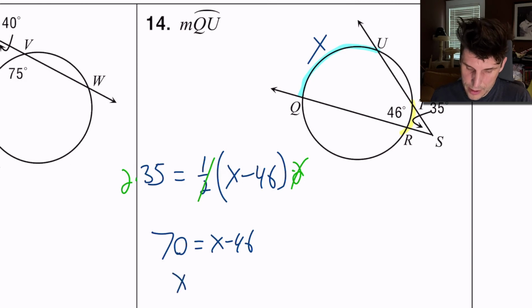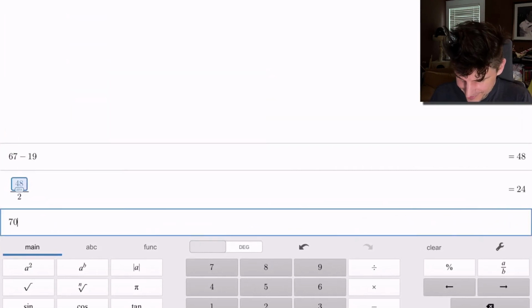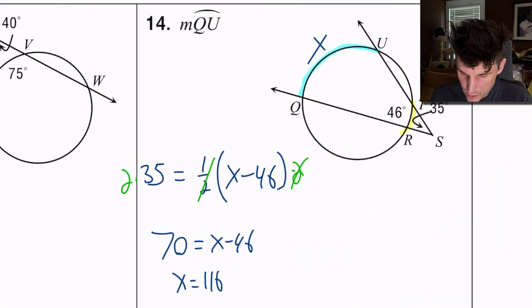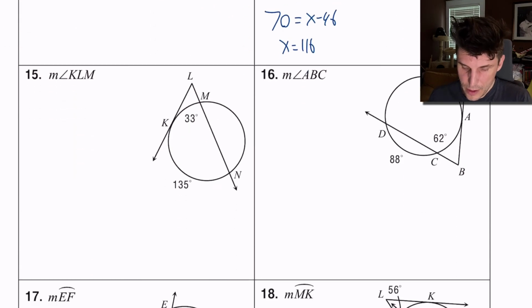Add 46 to both sides. X is equal to 116. 70 plus 46. Yeah, that's 116. Okay. So if x is equal to 116, so is q. 116 degrees. Okay. So again, they don't always ask you for the angle. Sometimes they're asking you for the arc.